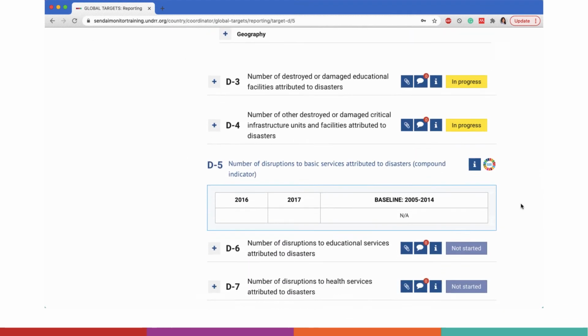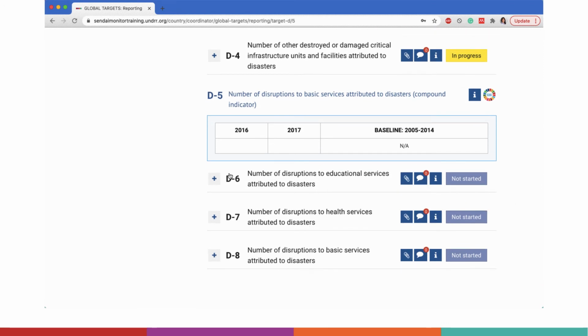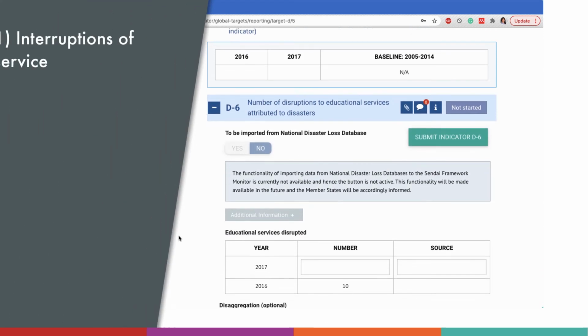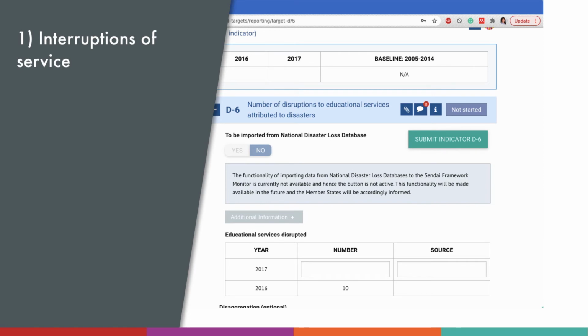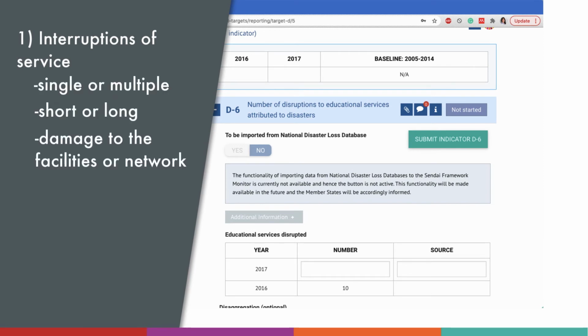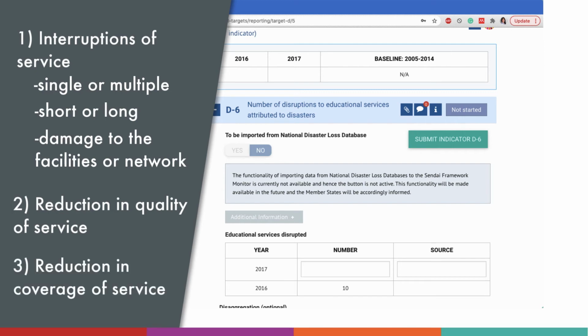Indicator D6 monitors the number of disruptions to educational services. This includes interruptions of services that are either single or multiple, short or long, damage to the facilities or networks that provide the service, measurable or noticeable reduction in the quality of the service, reduction in the population covered by the service, or a combination of the above.